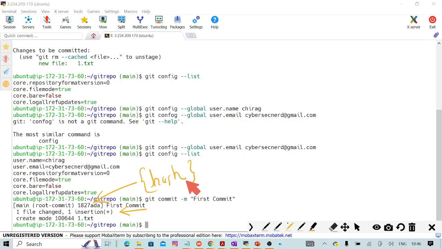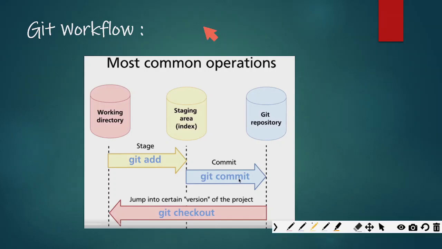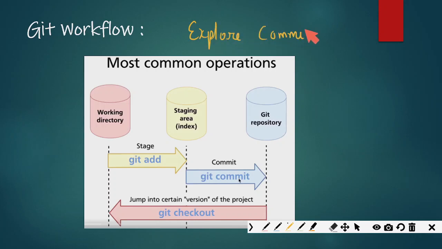Moving on to the next video. In this particular section we are going to look at how we can explore the history of whatever commits we have made so far. So this is what we are going to explore here: explore commit history. We have already made one commit.